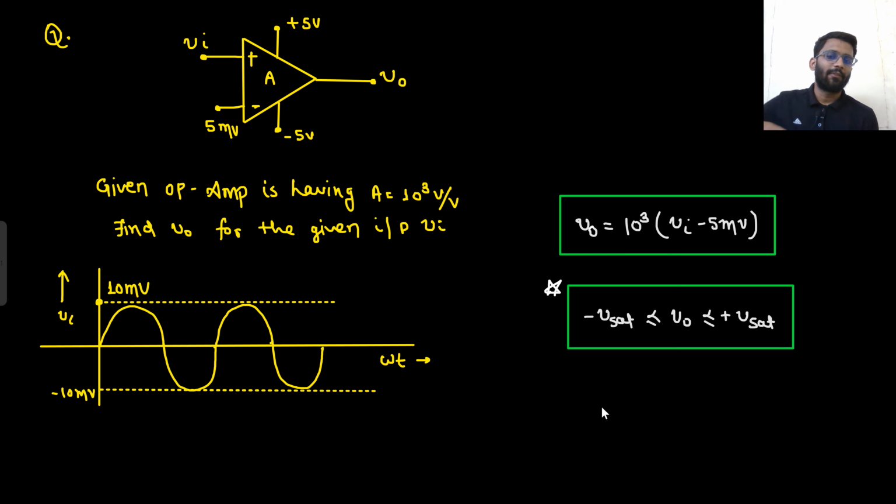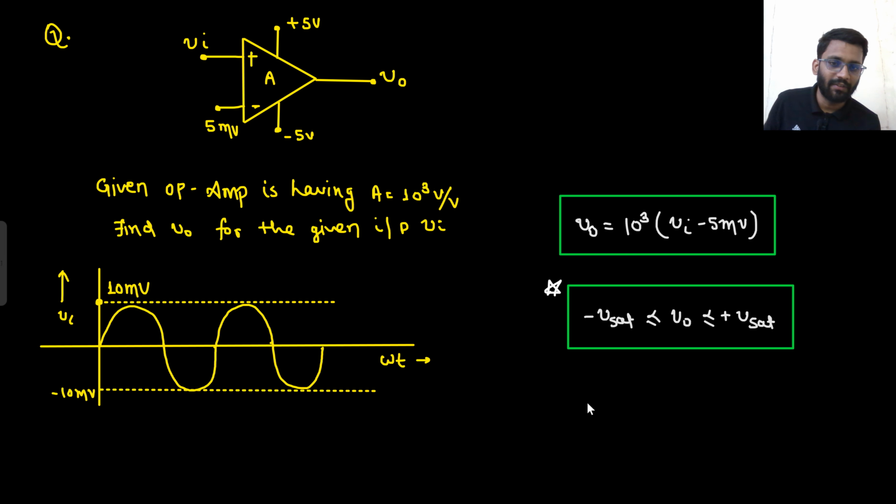Now you need to draw the graph of V naught, 10 to the power 3 times (V in minus 5 millivolt). So what I will do? I will shift this graph downward by 5 millivolt, and then I will multiply it with 10 to the power 3. Are you getting this point? I will shift this graph downward by 5 millivolt, because it is V in minus 5 millivolt.